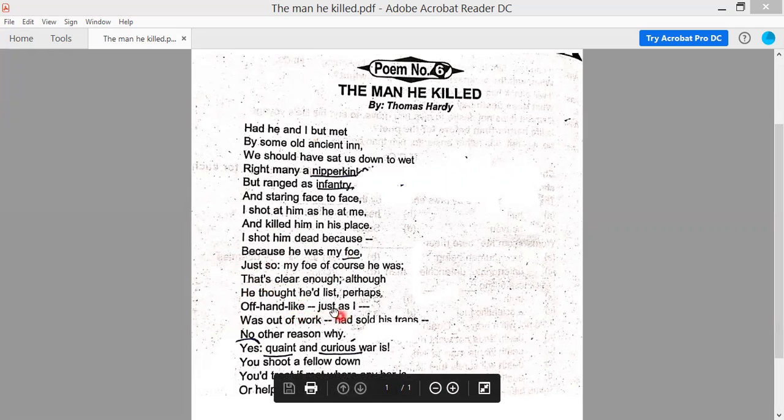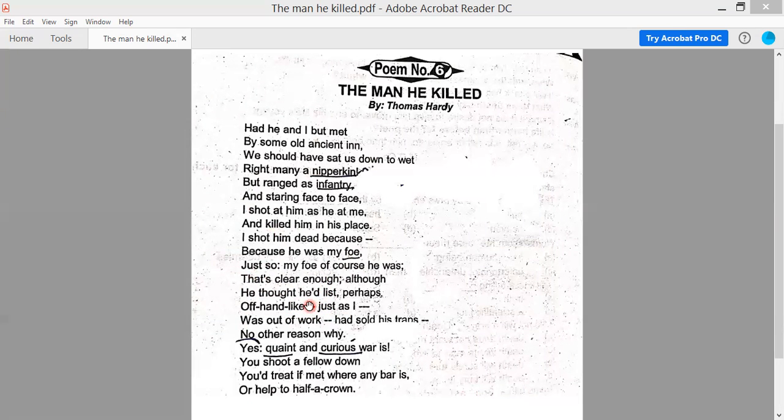just as I. He's saying, but one thought that came to me after I killed that one person was that he had probably joined the war just offhand, like just like that, without putting much thought to it. And why did he actually join the war or become a part of the war? Because he was out of work. क्योंकि उसकी कोई नौकरी नहीं थी at that point in time.